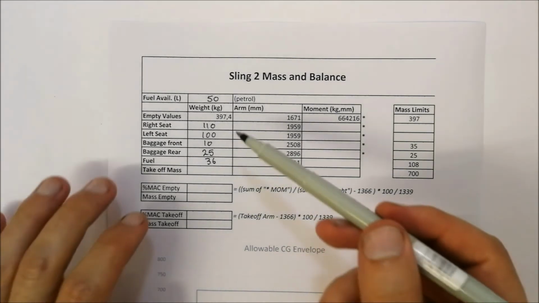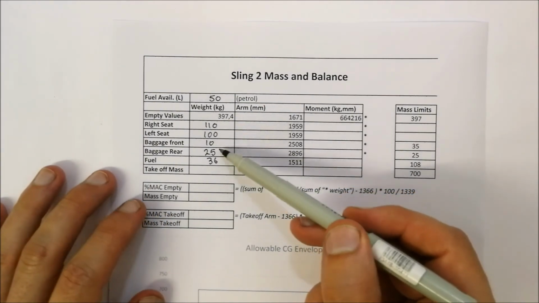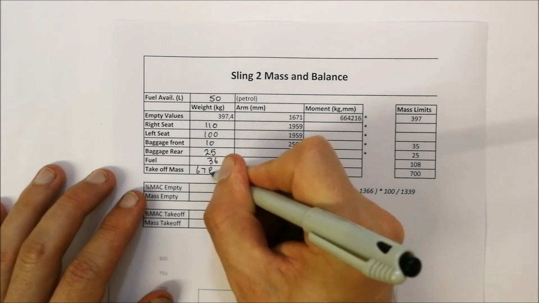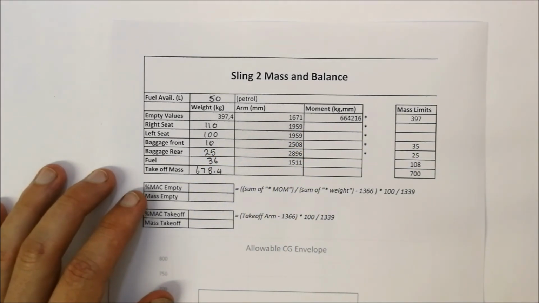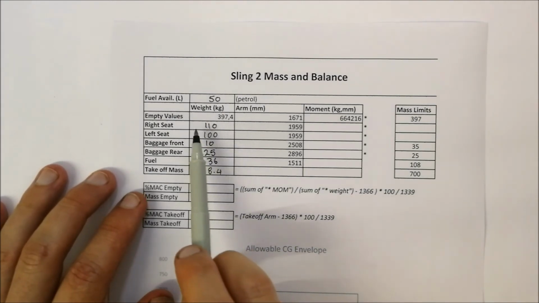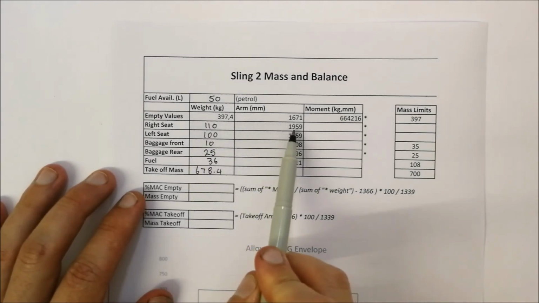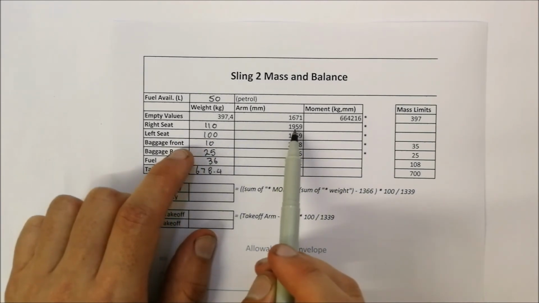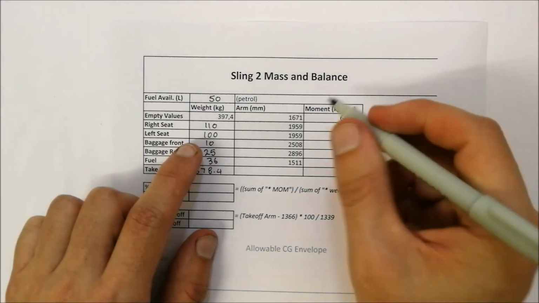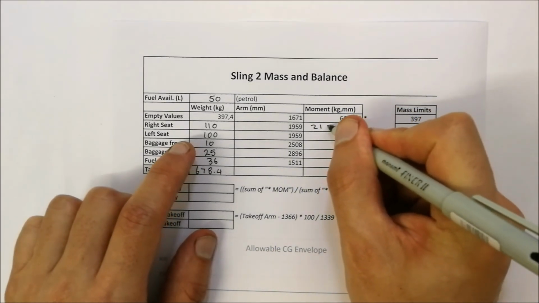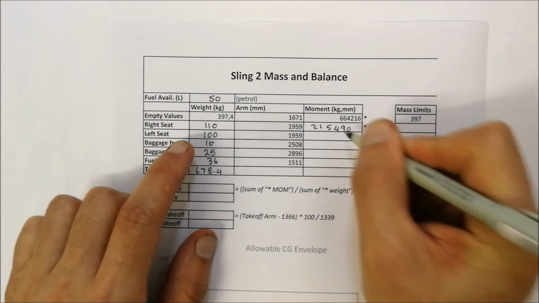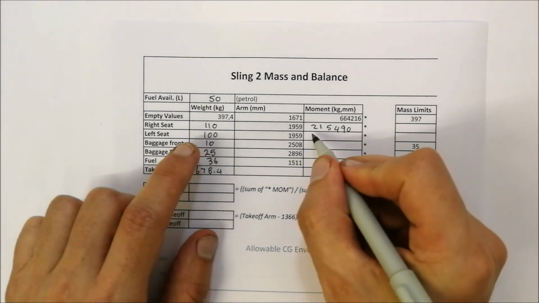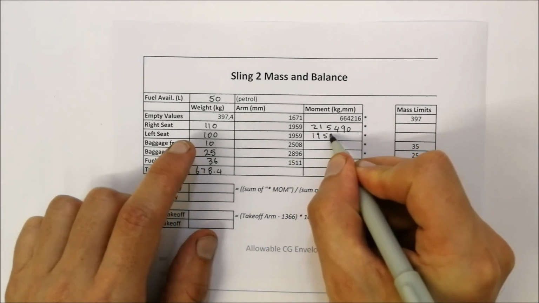Okay, so we can add up all these values together, and adding up all these values together we get a total of 678.4 kgs. Okay, now that we've done that, we're going to multiply each of these weights with its correlating arm value to get the moment. So 110 multiplied by 1959 is equal to 215,490. 100 multiplied by 1959 is equal to 195900.